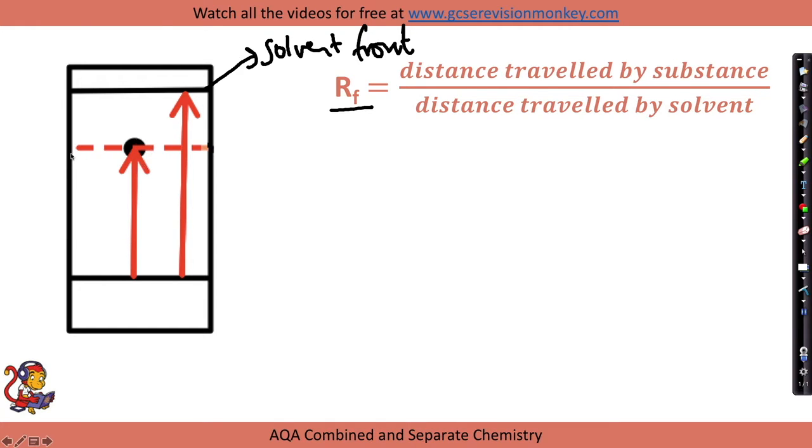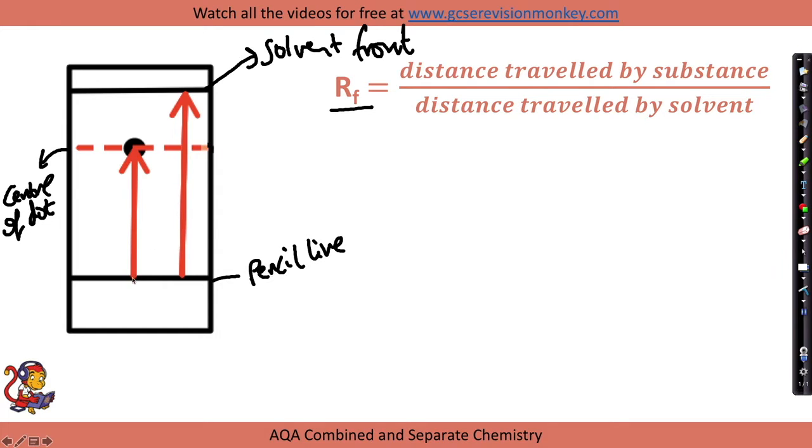Now the important thing is when you're calculating the RF values, you must calculate it from the centre of the dot on your chromatography paper. Not at the top, not at the bottom, but right in the middle of the dot that you're using. And the baseline that we're using is our pencil line where the dye started.